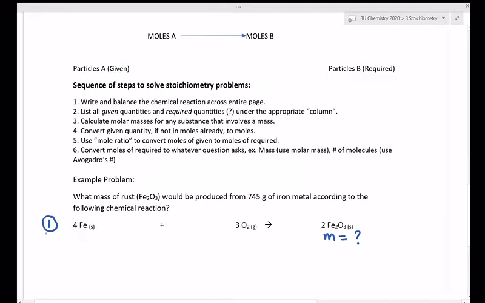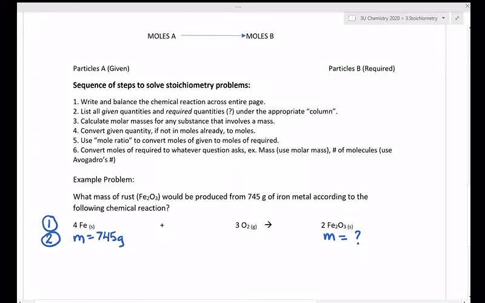Okay, so this is step 2, where I am writing right under the appropriate place what stuff I want or am given. The other thing is 745 grams of iron metal. So here's iron. That is something I was given: 745 grams. All right, so that's number 2.